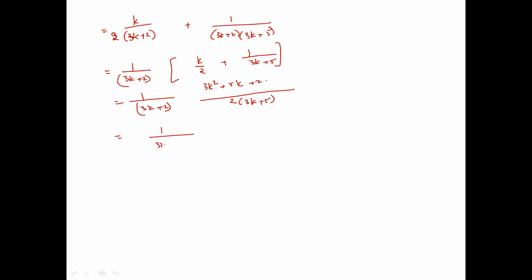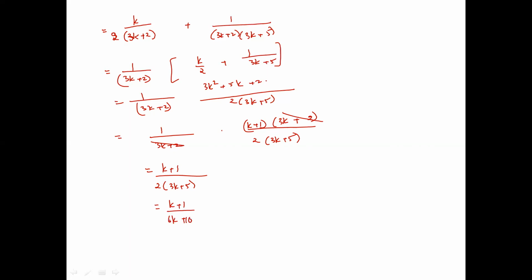That is 1 by (3k plus 2) into, I can factorize this, (k plus 1) into (3k plus 2) by 2 into (3k plus 5). 3k plus 2 cancels and I'm left with (k plus 1) by 2 into (3k plus 5), or I have (k plus 1) by (6k plus 10).